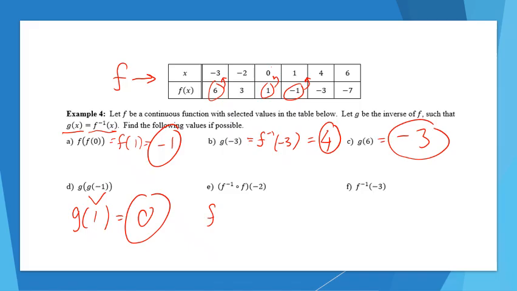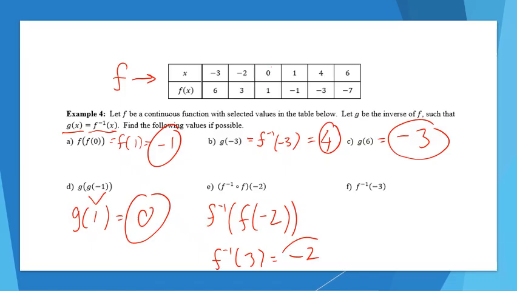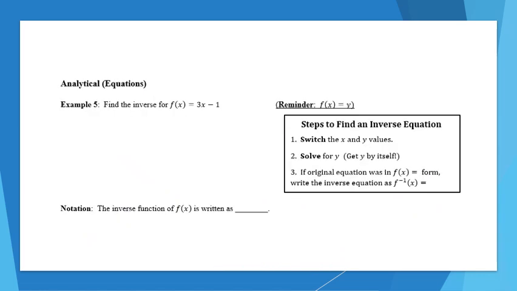This is now the inverse and then the original of negative 2. F of negative 2 should just be 3. And now the inverse of 3 should be, and what do you know? It actually goes right back to negative 2. So negative 2 should be our answer there. And then this is just another way of saying the inverse of negative 3. So you're going up to 4 there. All right, so that's example 4.